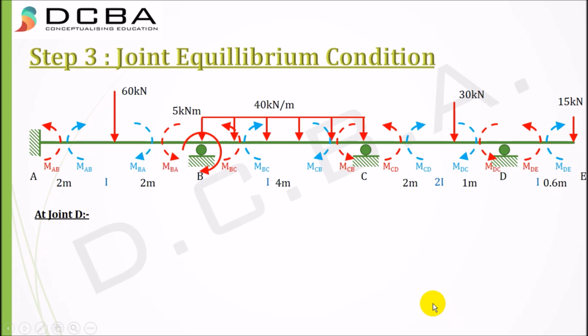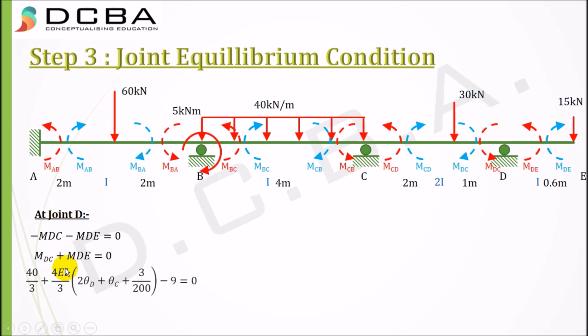Okay. Now at joint D, we have again minus MDC minus MDE equal to 0. Substituting the equations for MDC and MDE respectively, we get 40 by 3 plus 4EI by 3 into 2 theta d plus theta c plus 3 by 200 minus 9, because MD was minus 9, right, equal to 0. Again simplifying this, we get 8 theta d by 3 plus 4 theta c by 3 plus 1 by 50 equal to minus 13 by 3 EI. Simplifying further, we get theta d equal to minus 133 by 16,000 minus theta c by 2.